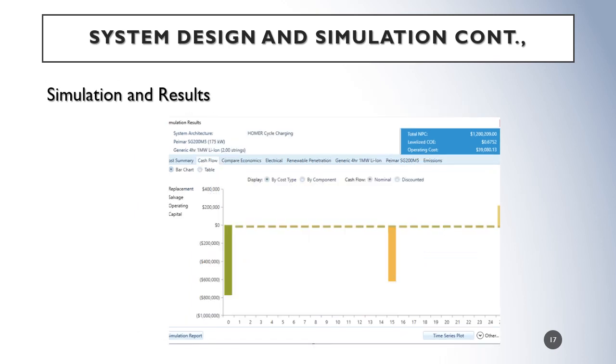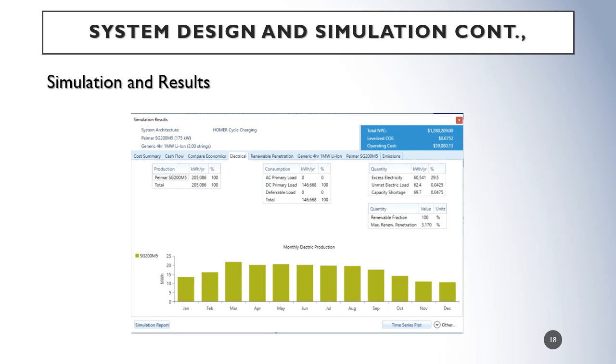So this is also a representation of the cash flow of the system. And in generation-wise, the total generation from the proposed solar PV system is around 200,000 kilowatt hours in a year, exactly 205,086 kilowatt hours per year. And the total consumption from the lighting load is 146,668 kilowatt hours per year.